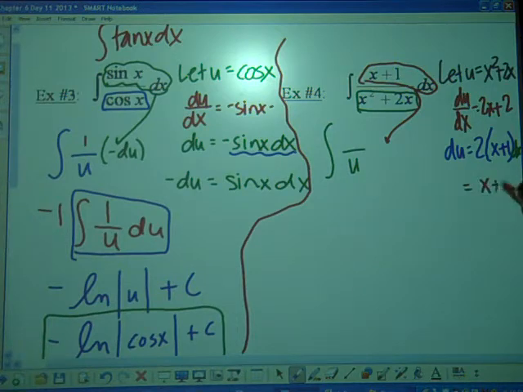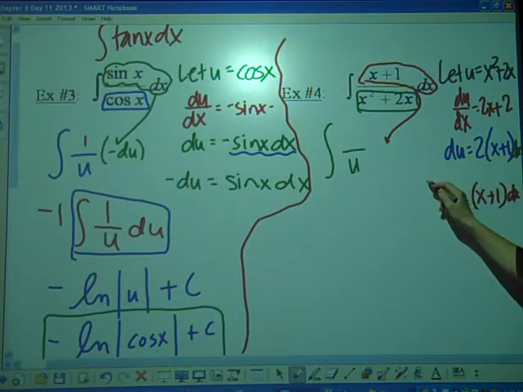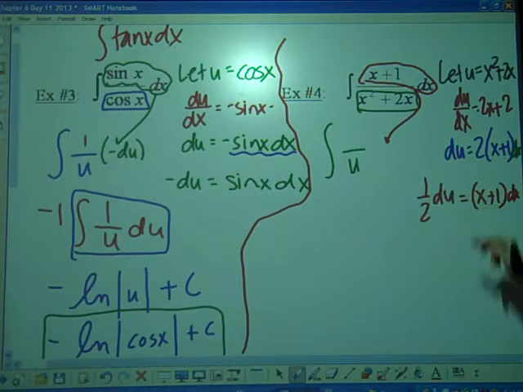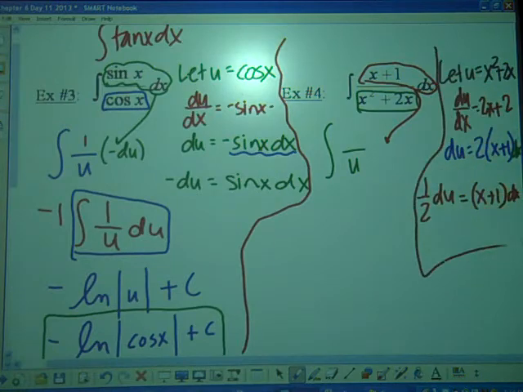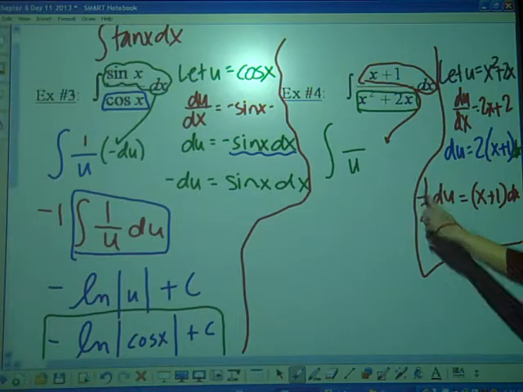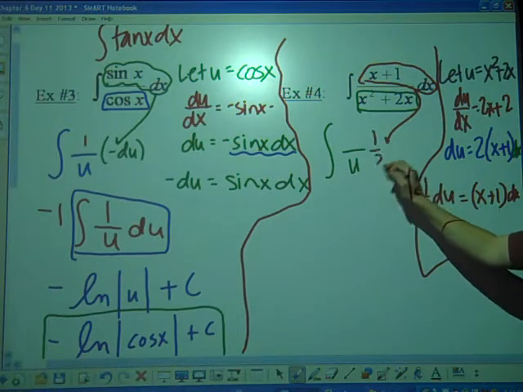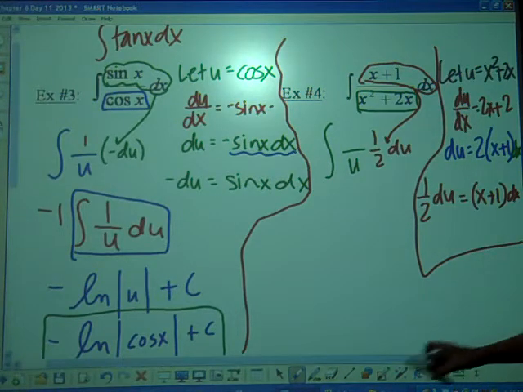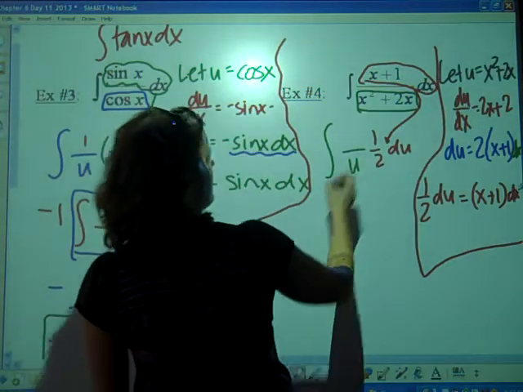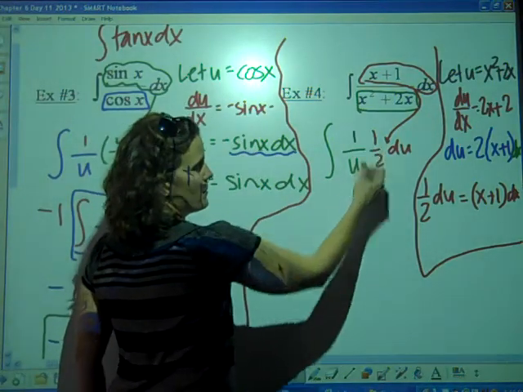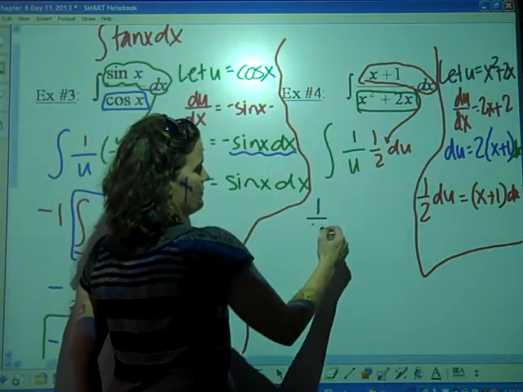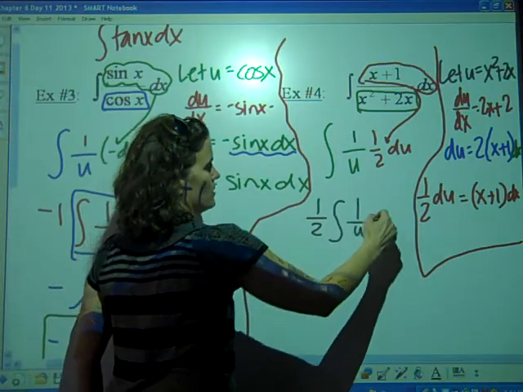So if I isolate x plus 1 times dx, if I solve for that, I end up with dividing both sides by 2, so I have a 1/2 du. This is like the side work. Okay, so x plus 1 dx equals 1/2 du, so that's what I'm going to replace right here, 1/2 du. Okay. Again, if there's nothing up top, there was really a 1 there. So rewriting this problem, I'm going to pull out any coefficient. I have a 1/2 times the integral of 1 over u du.